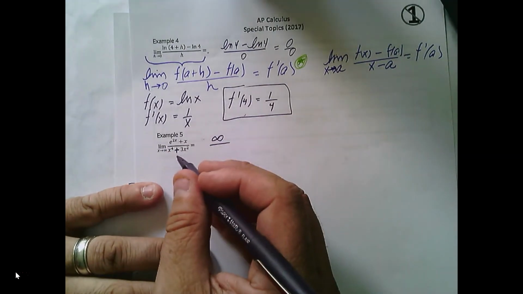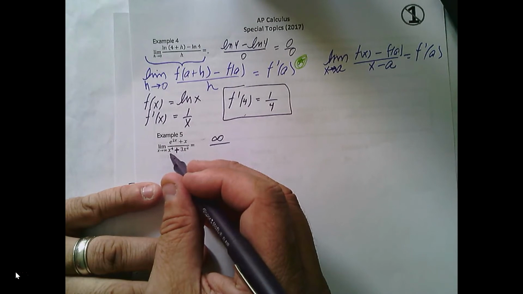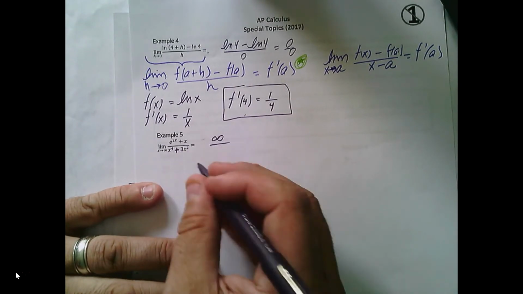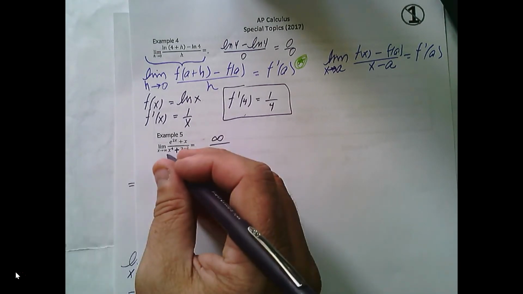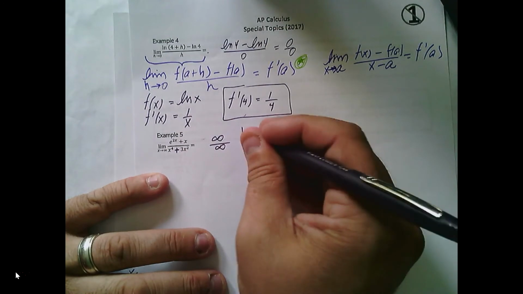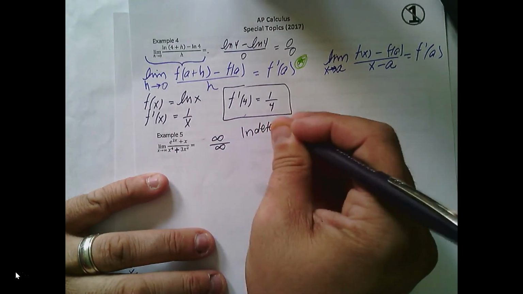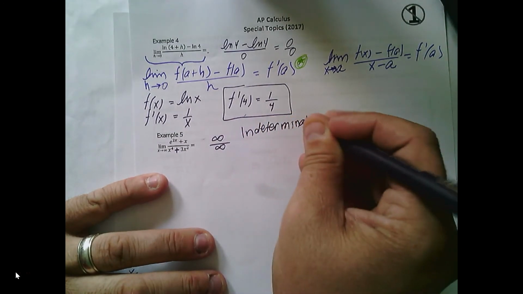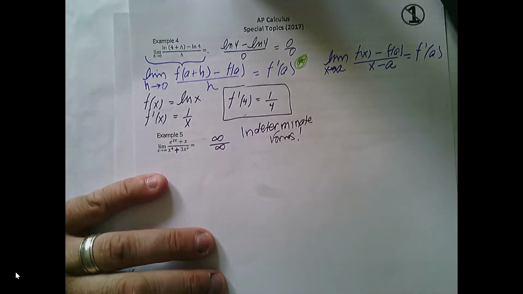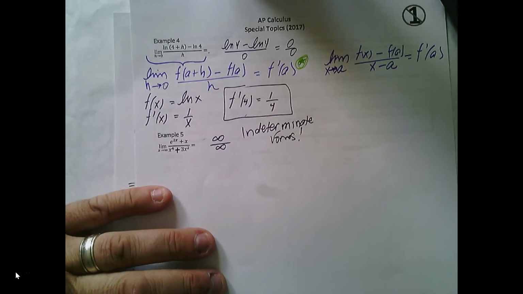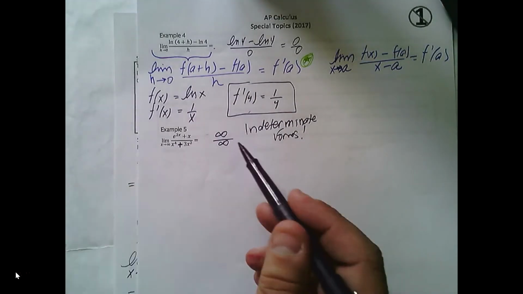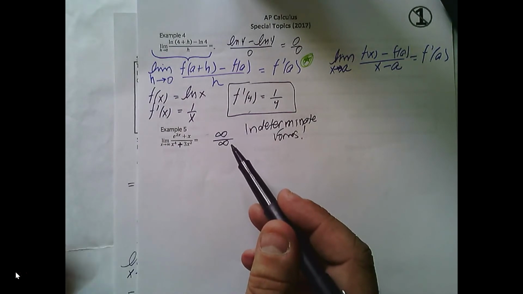What about the denominator? Well, this is a polynomial, a degree 4 polynomial. That means that the tails are going to be pointing up because the coefficient is positive. You're getting infinity over infinity. This is another one of the indeterminate forms. I sometimes call it indeterminate form number 2. Now, the key to solving this problem, because remember, infinity over infinity is not an answer.